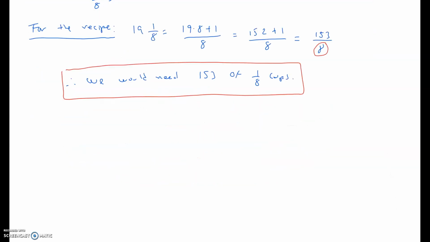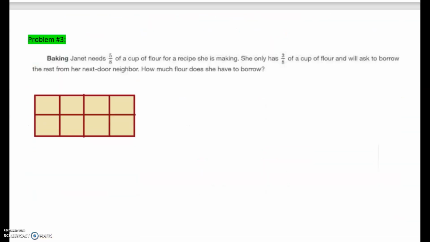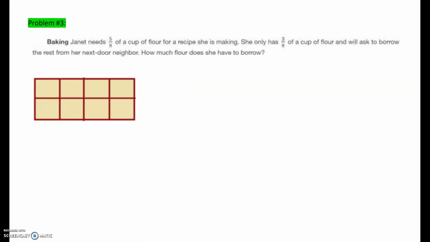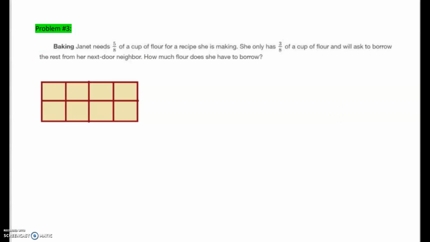Let's move on to problem 3. And problem 3 is asking for the following. They give us the sketch because the recipe needs 5/8, but the actual subject here, in this case Janet, only has 3/8. And then they're asking how much she will have to borrow from the neighbor. They're giving us this sketch because technically each of these represents 1/8. So technically this is going to be a subtraction.